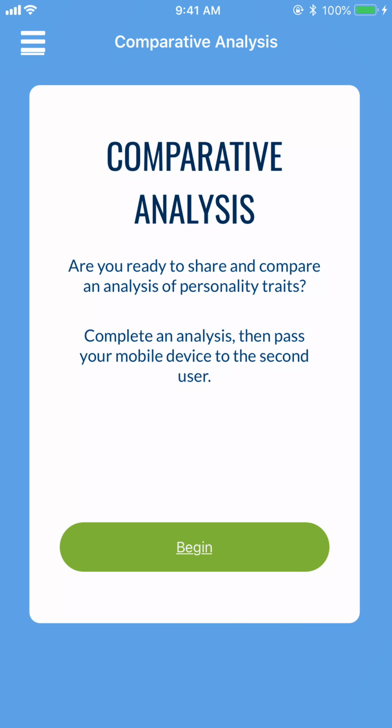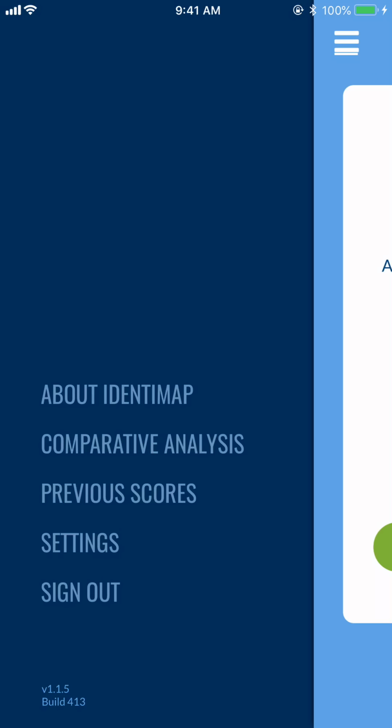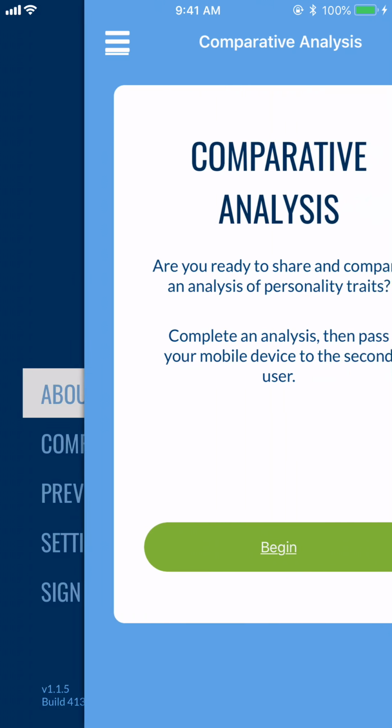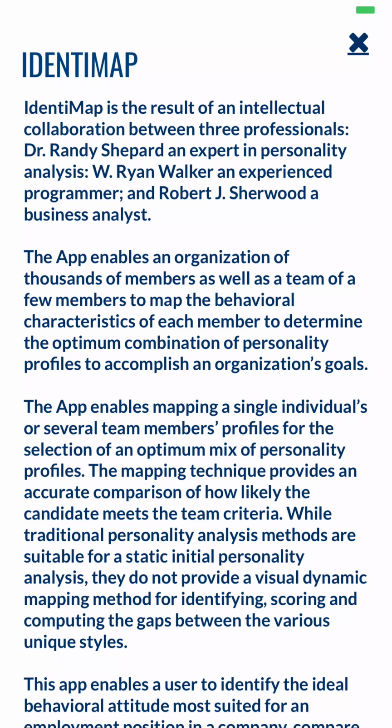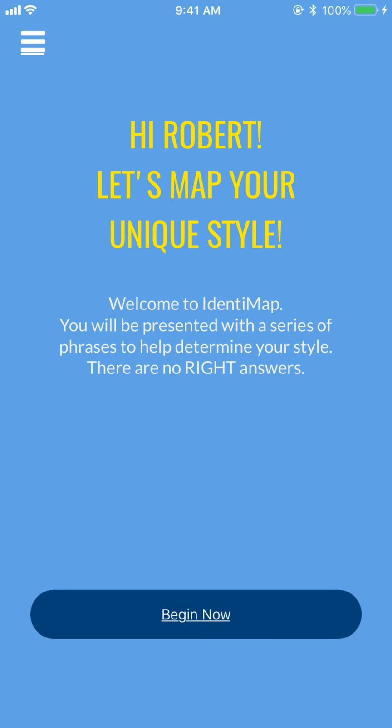So I'm going to terminate for now this particular example. By the way, you can click here and find out something about identimap. It's all there in front of you on your iPhone, explanations, analysis, for you to make decisions, good decisions, quick decisions, accurate decisions, and very helpful management information.